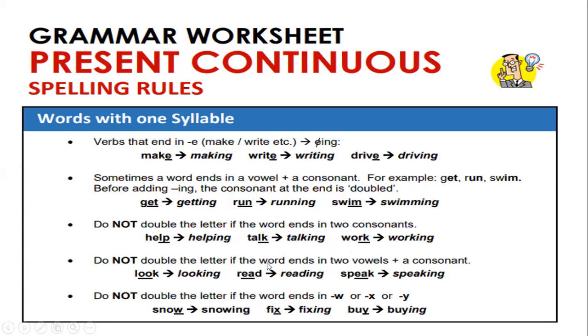So, don't double the letter if the word ends in two vowels. No duplique la letra también si la palabra o el verbo termina en dos vocales plus a consonant. Two vowels plus a consonant. Look, looking. Read, reading. Speak, speaking. Don't double the letter if the word ends in W, X, or Y. No duplique la letra si su verbo termina en W, X, or Y. For example, snow, snowing, fix, fixing, buy, buying.